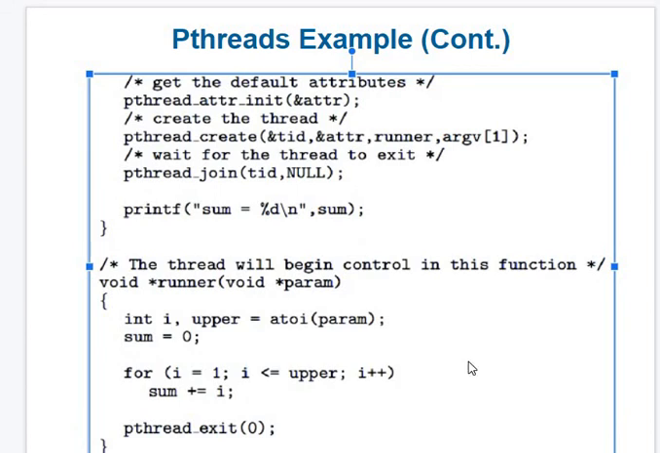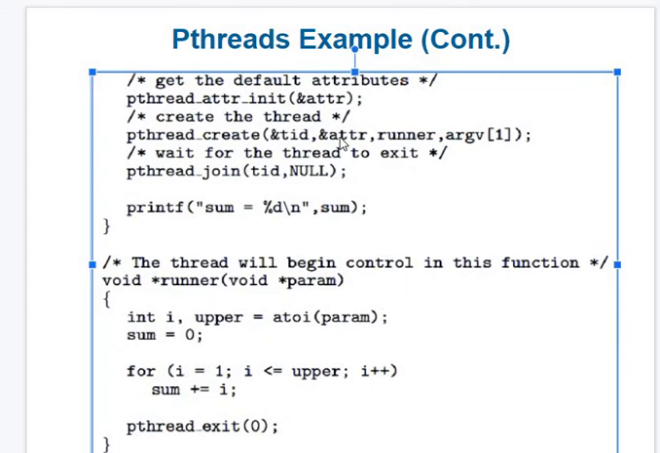Okay, who is the parent? Here main is the parent, runner is the child. Now, can you stop main before the runner finishes? No, that means the parent has to wait. So who is executing? The child. What is the name of the child? Runner.